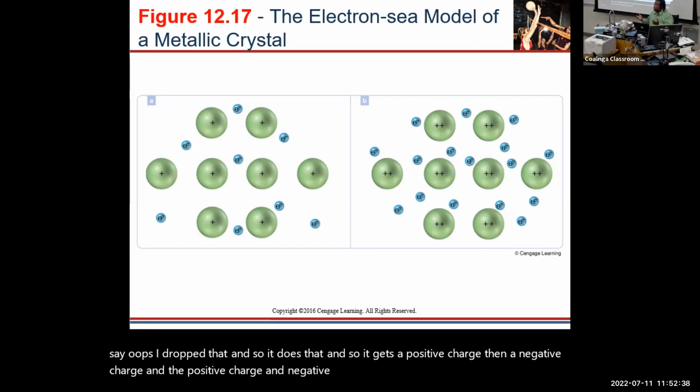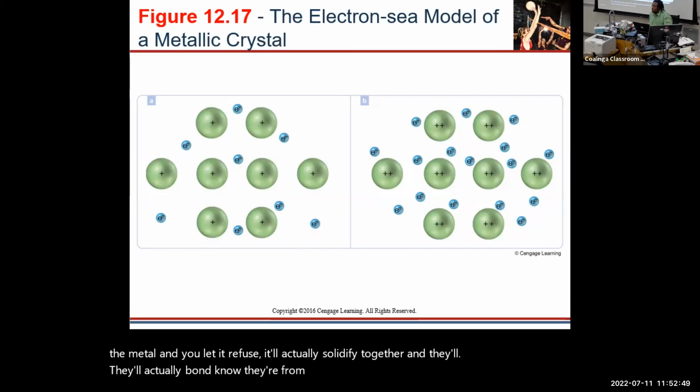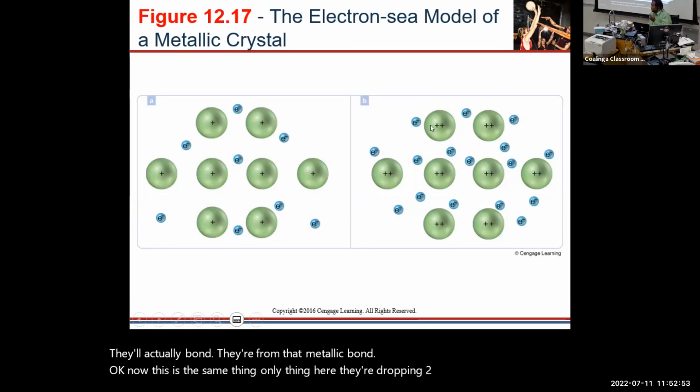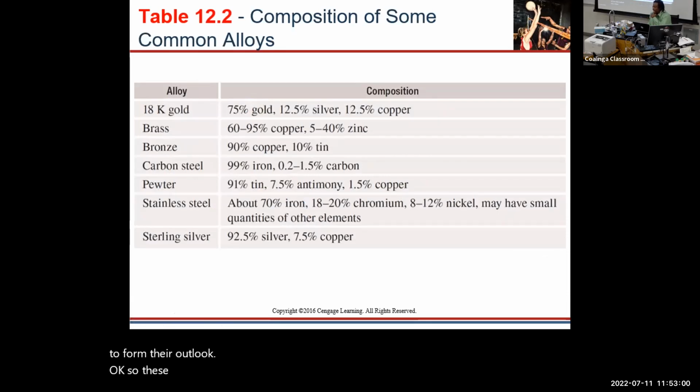If you add other metals to it, you melt the metal and let it refuse, it'll actually solidify together and they'll bond. That's how it bonds. Okay, now this is the same thing, only here they're dropping 2 electrons from their alloy.